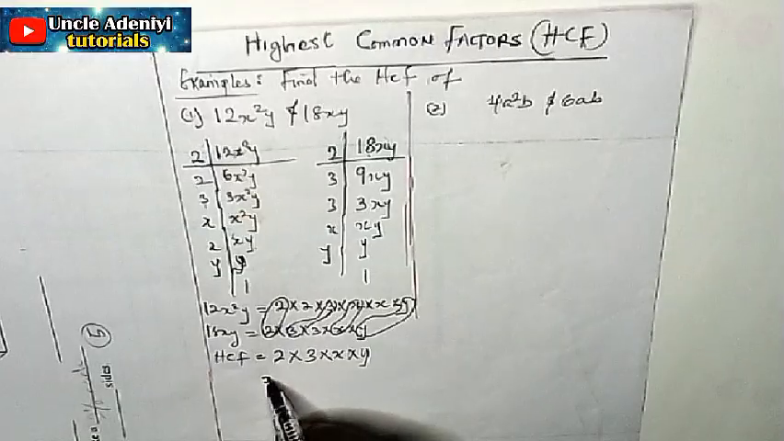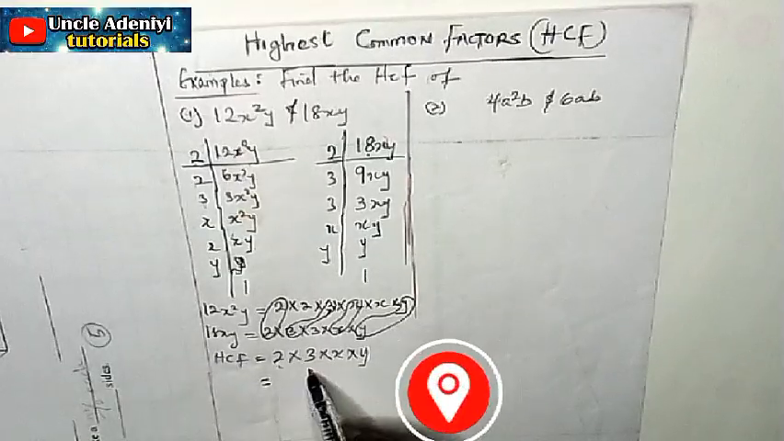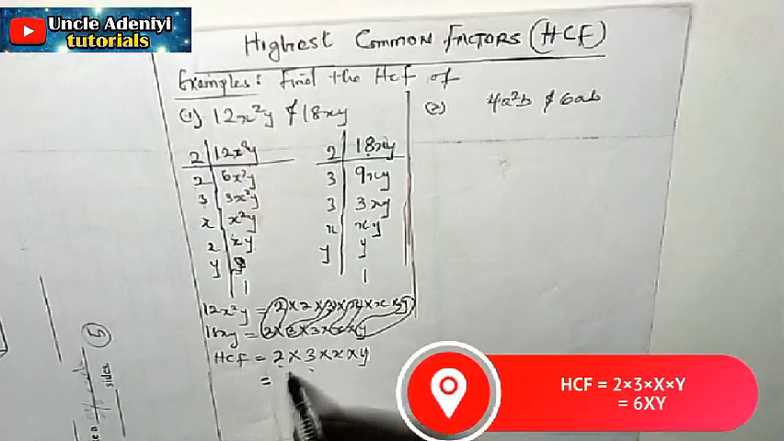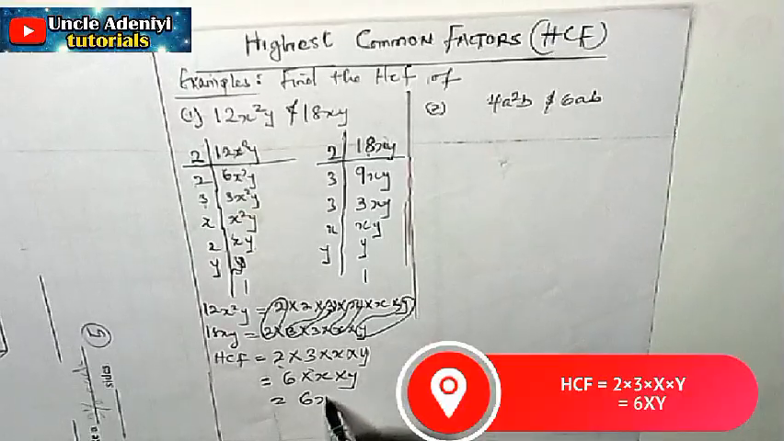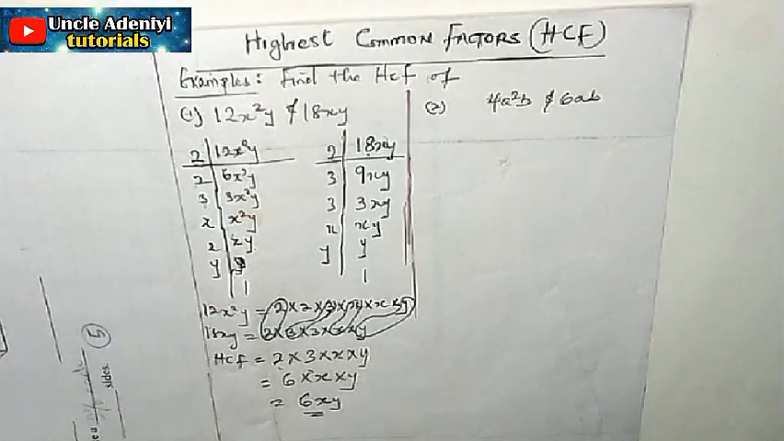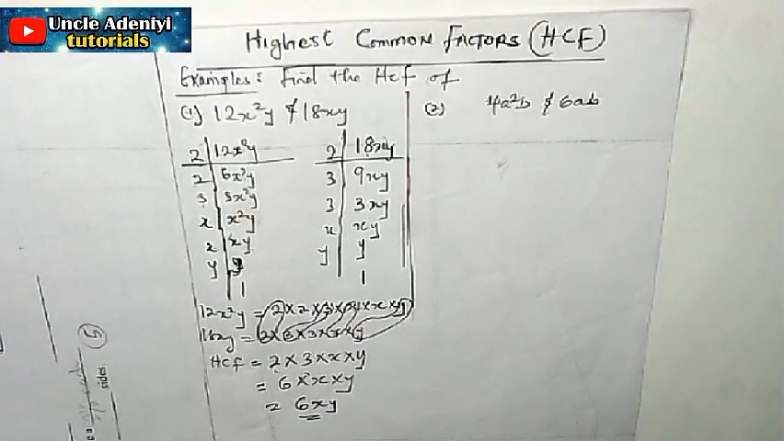Do you understand? So which will now give you what? 2 times 3 will give what? 6. 6 times x times y. It should now be what? 6xy. So that's your HCF. Do you understand? Do you get it now?